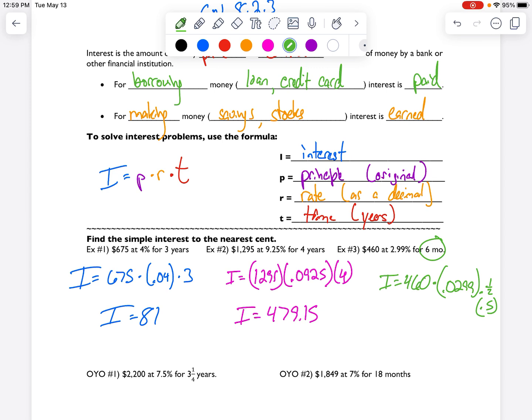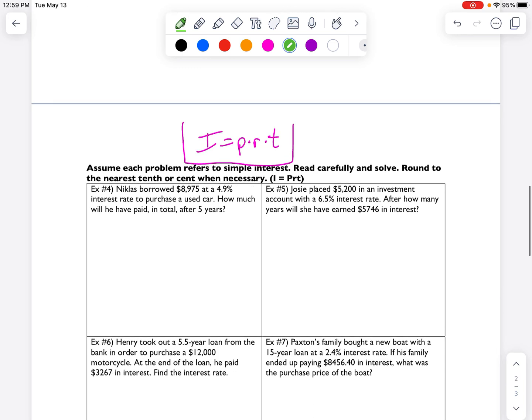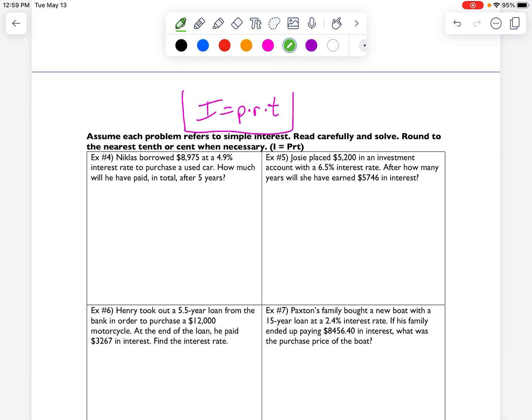I don't know if I got that one right. Here's the deal. Not all interest problems are going to shake out to be that easy. I kept my formula up at the top. So I'm going to skip over to the second one there. The name's Josie. And what's important to note here is Josie placed an investment, that's her principal, with an interest rate of 6.5%. After how many years? So we don't know T. So T becomes our variable. Will she have earned the interest?